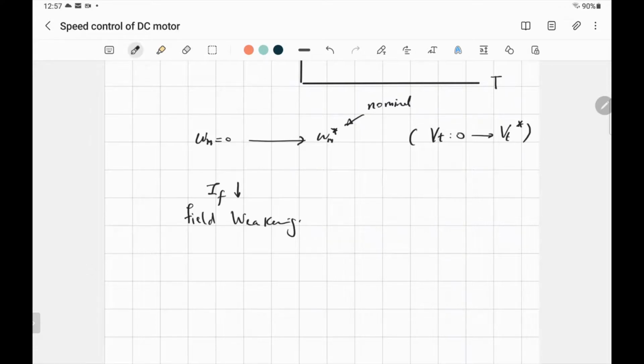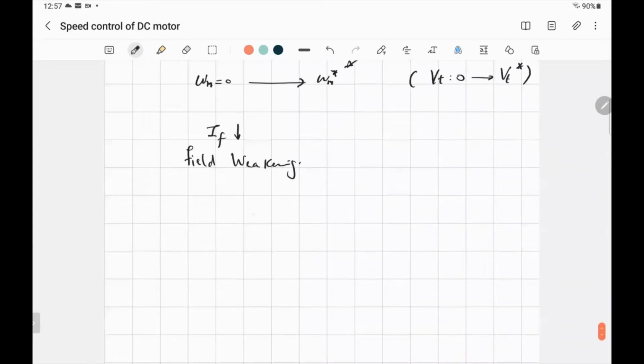If the armature current is not to exceed the rated value, because we want to keep the heating limit as it is, the speed control beyond the base speed is restricted to constant power. We call it constant power. You cannot get more than the constant power of the machine. And the power at this time will be equal to VtIa, and we want to keep it constant. Let's approximate it as EaIa if we ignore the armature drop, because Ra is small, 0.1 or 0.2 ohm.